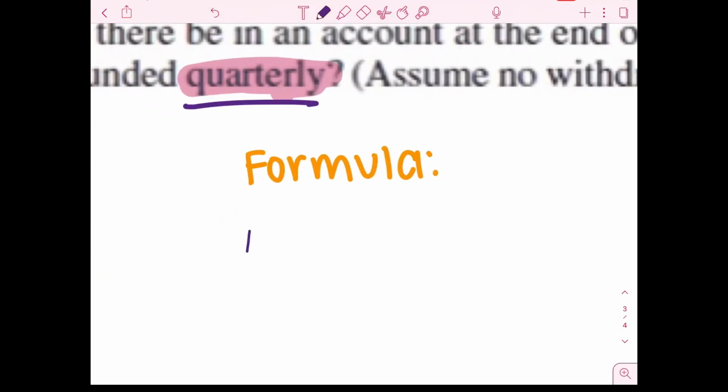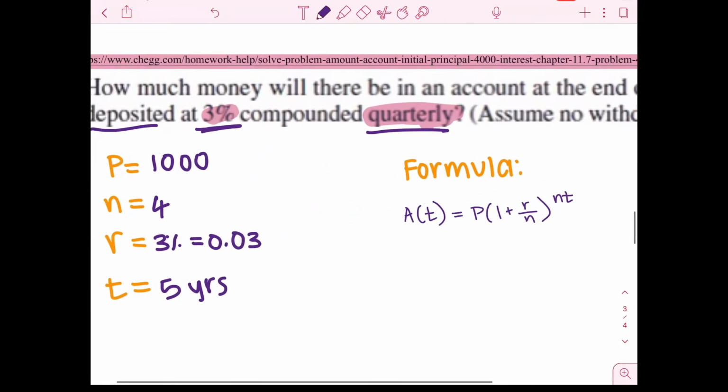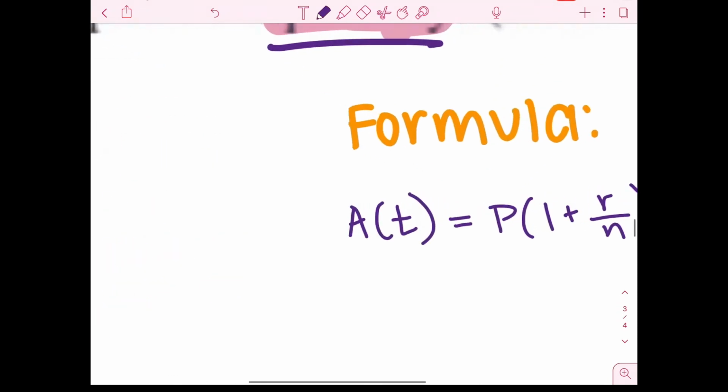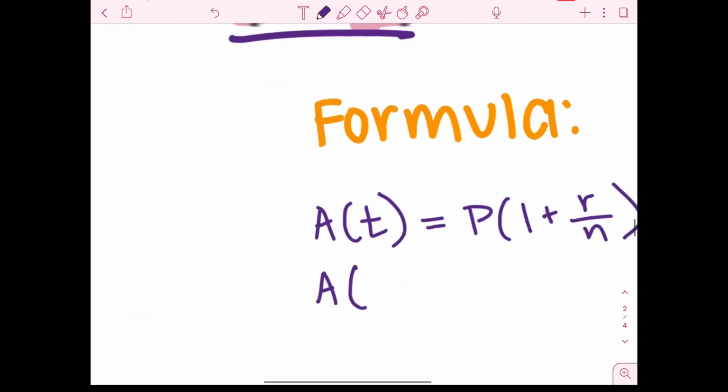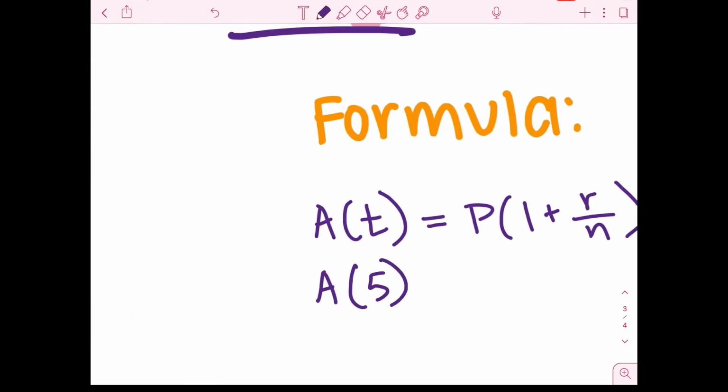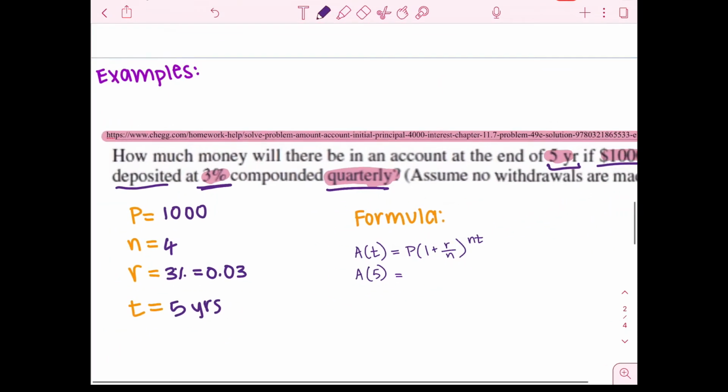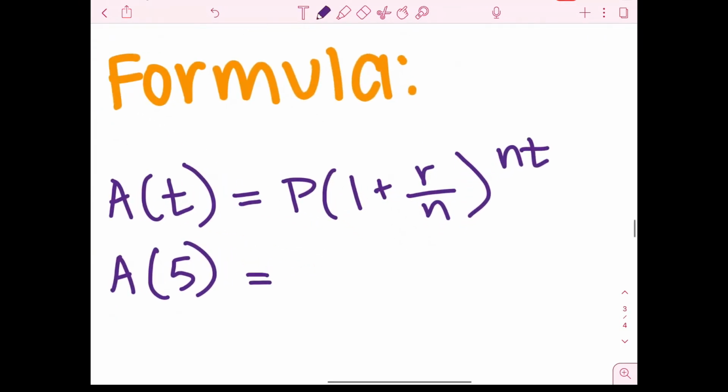So we have our A of T is equal to P times 1 plus R divided by N to the power of NT. Okay, great. So now we can start plugging everything in. Let's start with our A of, and then our T was 5 years. So we're going to plug in our 5. Our P is 1,000.